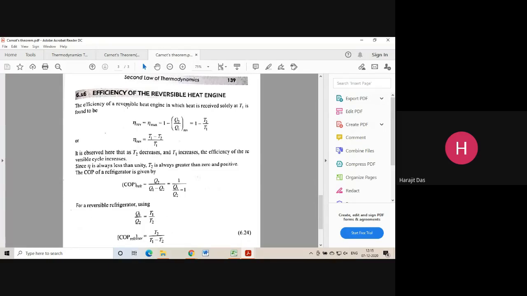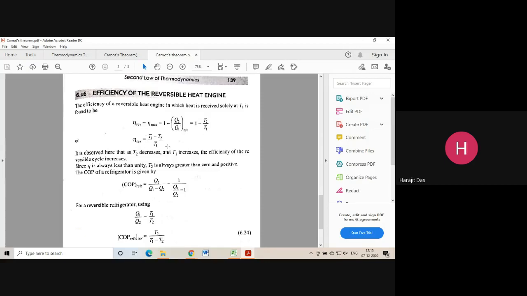So here you can see for a reversible heat engine, the efficiency is given by eta maximum, because reversible heat engines have the maximum efficiency. So eta maximum or eta reversible, the same thing, equals 1 minus Q2 upon Q1. And from the absolute thermodynamic scale, we can write for a reversible engine that Q2 by Q1 equals T2 by T1.